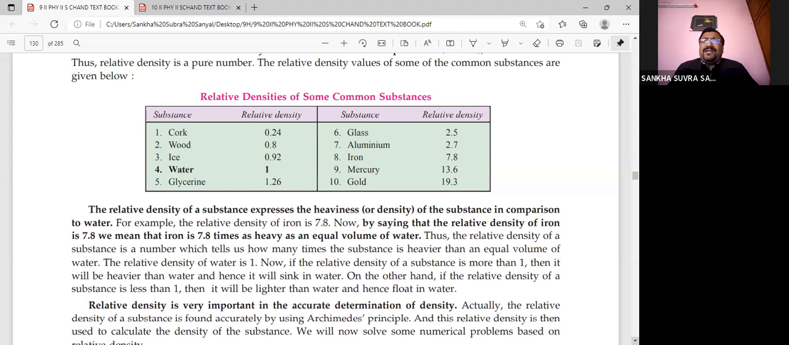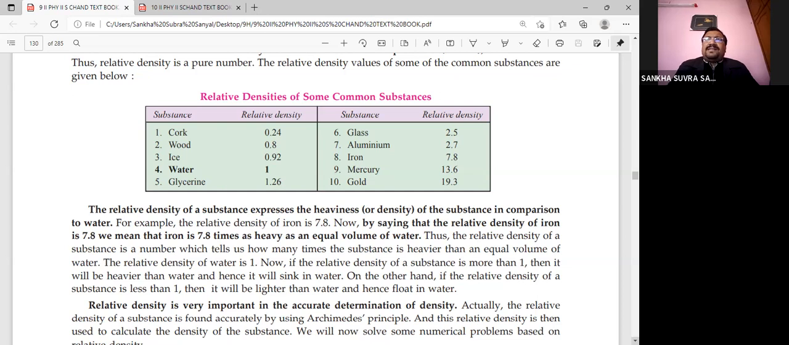Well, my dear children, please don't get bowled over by this. This is a question that is set so that you can use your wit a little bit and answer it. Again, relative densities of some common substances. When we talk about relative densities, we consider the density of water at 4 degrees Celsius to be 1, and then calculate the densities of others.